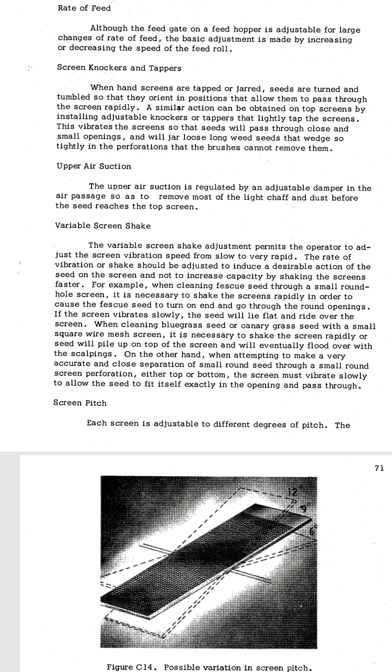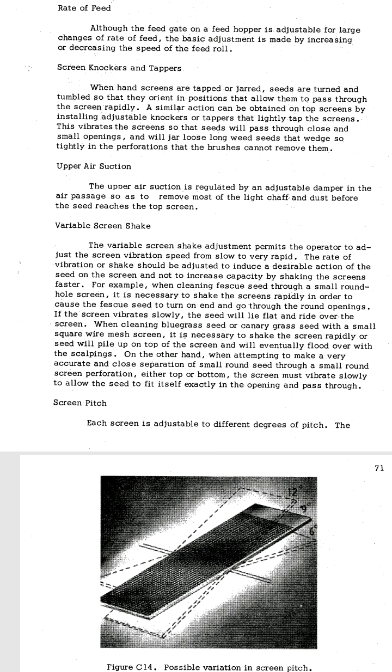The next adjustment is upper air suction. The upper air suction is regulated by an adjustable damper in the air passage so as to remove most of the light chaff and dust before the seed reaches the top screen. The next adjustment is variable screen shake. The variable screen shake adjustment permits the operator to adjust the screen's vibration speed from slow to very rapid.